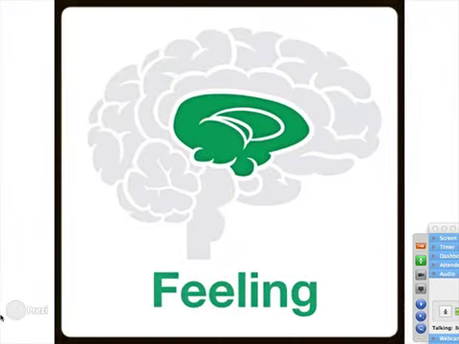So the second part of the brain, the feeling, what do you remember from that? It controls your emotions. It helps you. Try to remember. You're doing great.